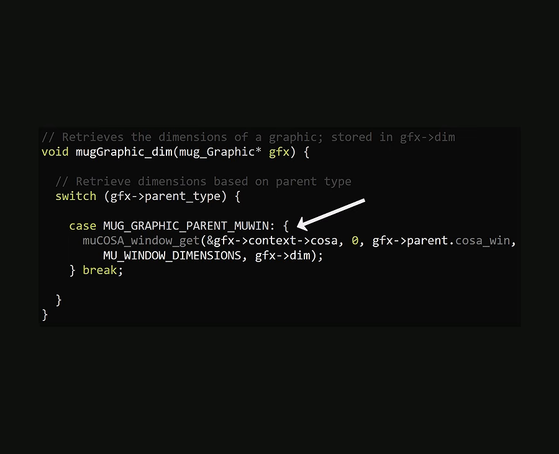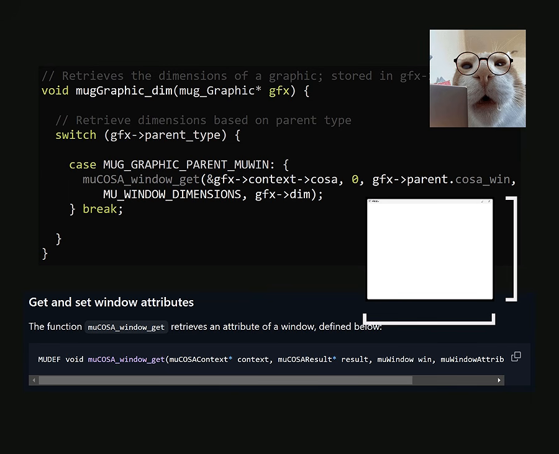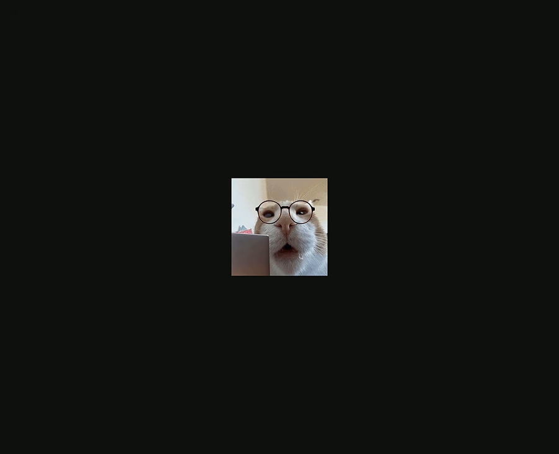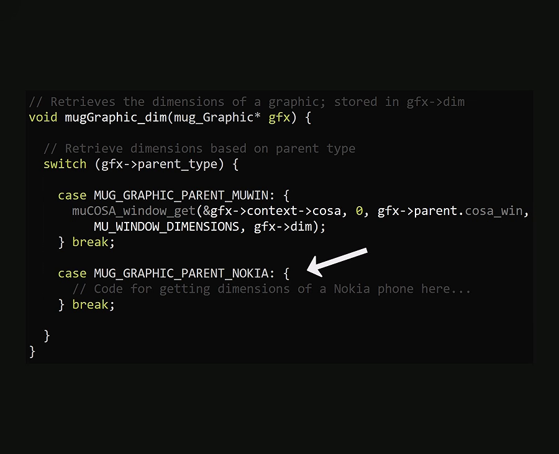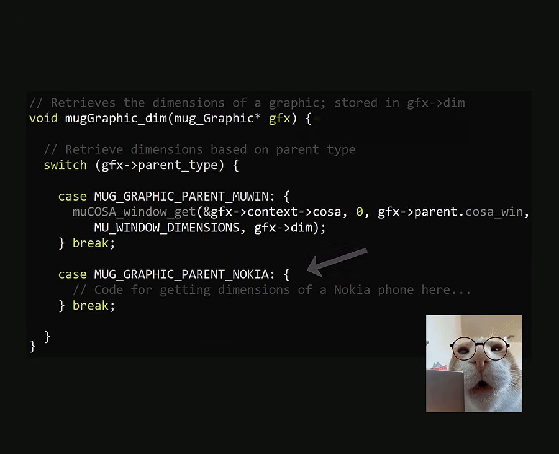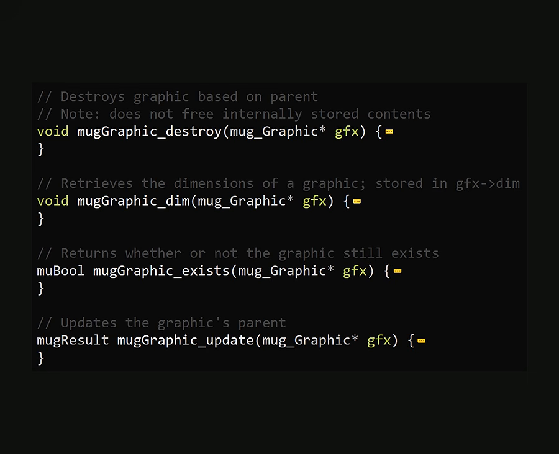In the case of a muCOSA window, which is the only case for now, this simply calls the muCOSA window get function and does all the stuff needed for that. This system is needed because, for example, if I ever came back and implemented support for creating a graphic from a Nokia phone, I would add that case to this function, along with the code for retrieving the dimensions of the Nokia phone. This function wraps all that complication inside of itself and allows me to just use this function without ever worrying what the graphic was created from. Internally, I just create and use a set of these functions for interacting with the graphic, including functions for destroying the graphic, checking if it still exists, updating it, etc.